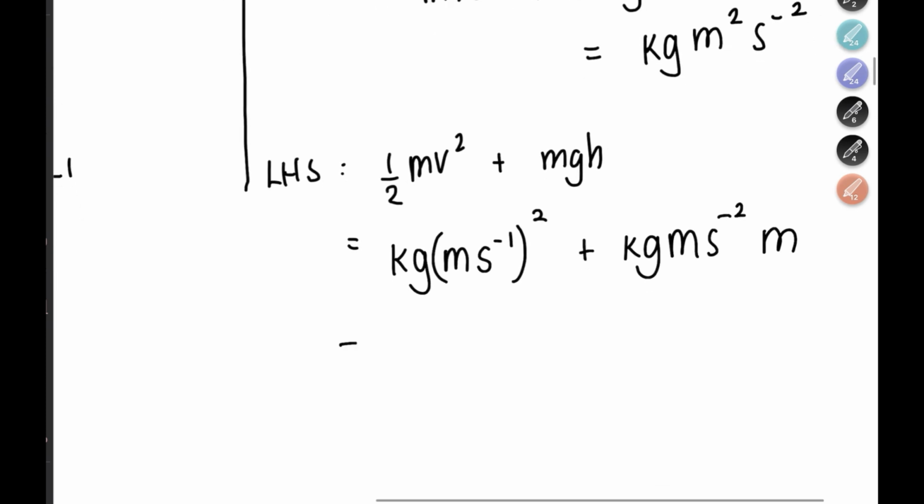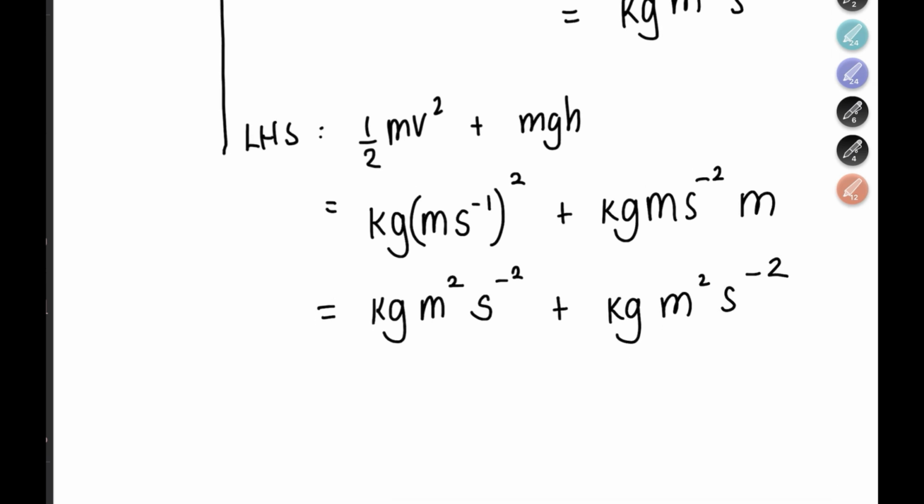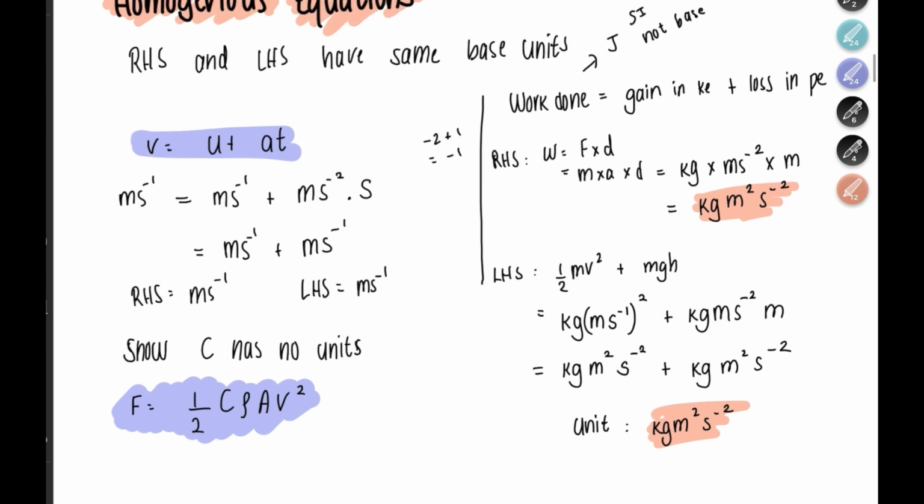Let's simplify this again. So this is going to be kilogram. Now when you have a bracket and then a power of something, you have to multiply the exponents. So this is 1 multiplied by 2. This is going to be m square, and then s^-1 multiplied by 2, which is negative 2, plus kilogram meter square s^-2. So you can say the unit is kilogram meter square s^-2. Are they both balanced? Yes, they absolutely are. So this equation is also balanced. This is a homogeneous equation.